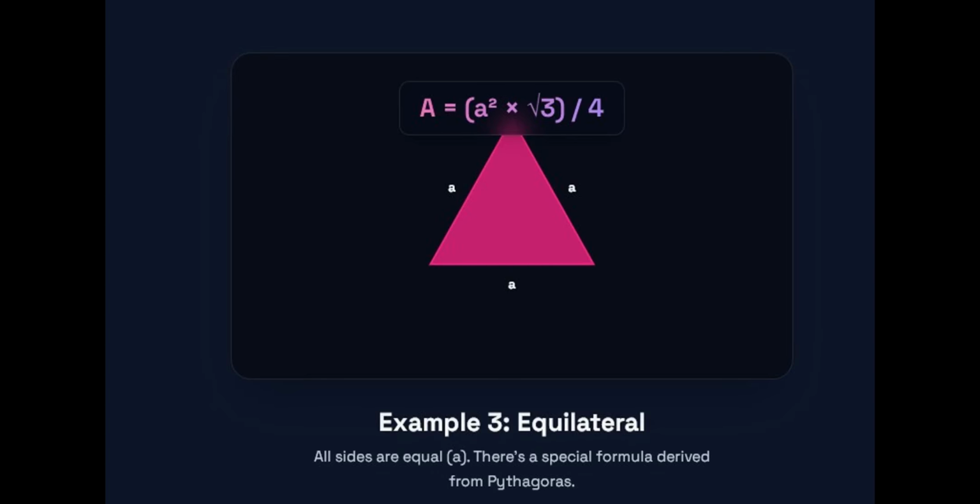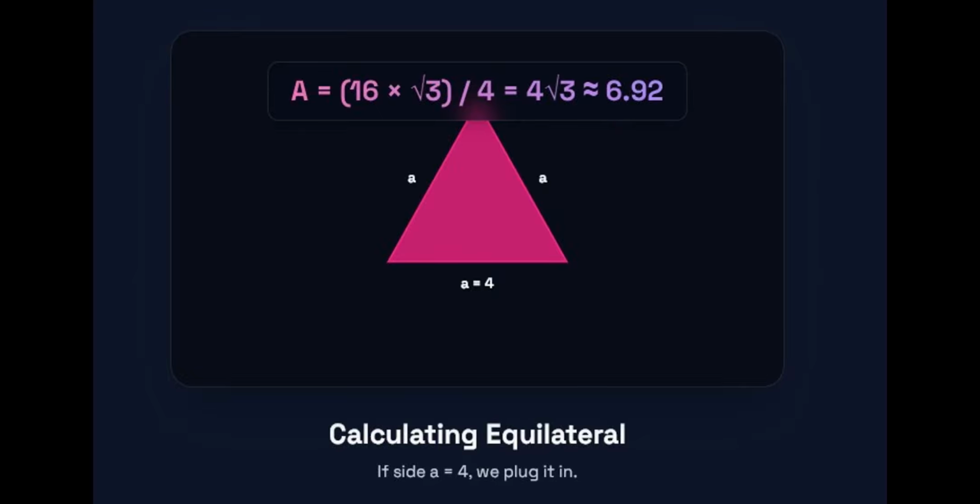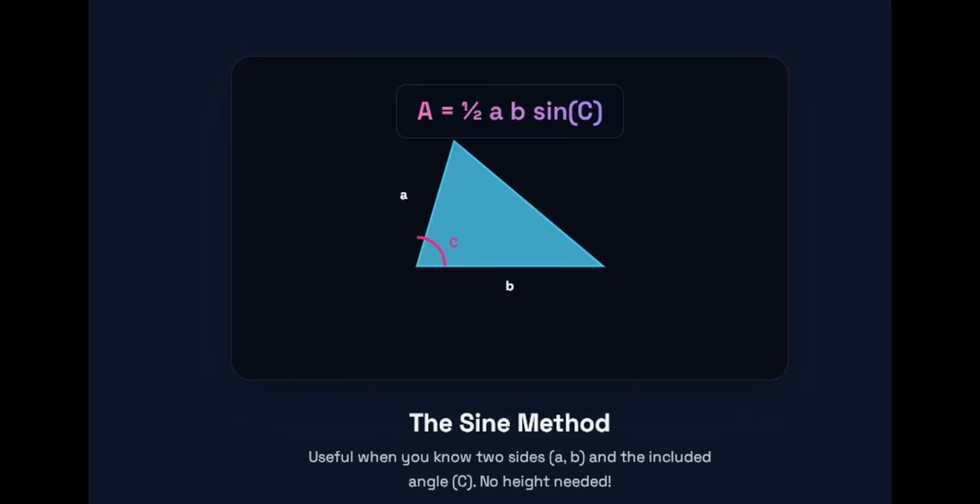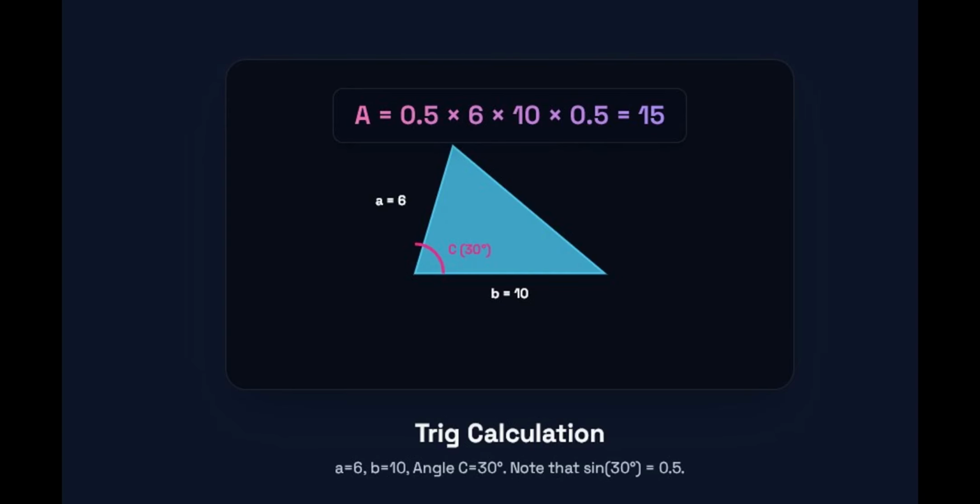For an equilateral triangle, where all sides are equal, there's a specific quick formula if you only know the side length A. Area equals A squared times square root of 3 divided by 4. If you know two sides and the angle in between them, you can use trigonometry. A equals 1/2 times A times B times sine of C. For instance, sides 6 and 10 with a 30-degree angle, area equals 0.5 times 6 times 10 times 0.5 equals 15.